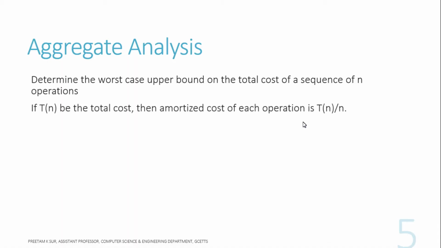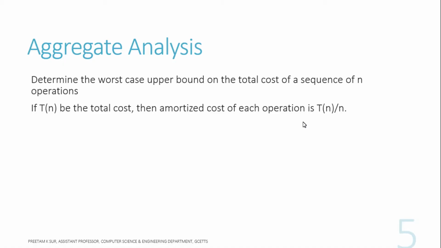If we consider Tn to be the total cost for this sequence of n operations, then the amortized cost of each operation involved in the sequence of n operations is Tn by n. In other terms, since n operations take Tn time in total, each operation takes Tn by n, the average time. That average time is the amortized complexity or amortized cost of all the operations used in the sequence of n operations.